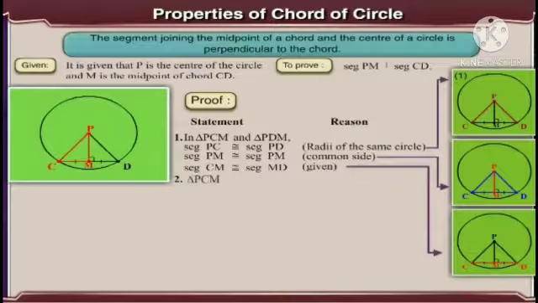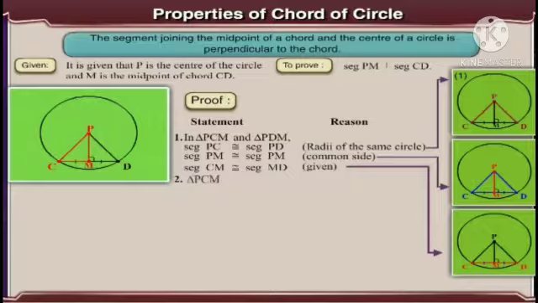Now, the next property is the segment joining the midpoint of a chord and the center of a circle is perpendicular to the chord. Given, it is given that P is the center of a circle and M is the midpoint of the chord CD. To prove segment PM perpendicular to segment CD. Now let's see the proof.